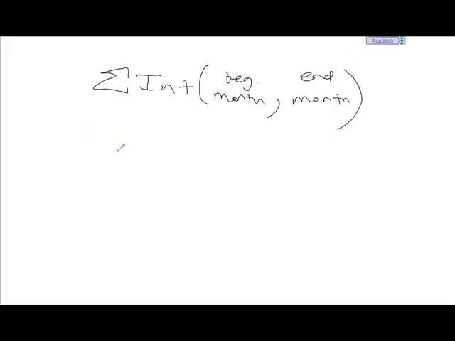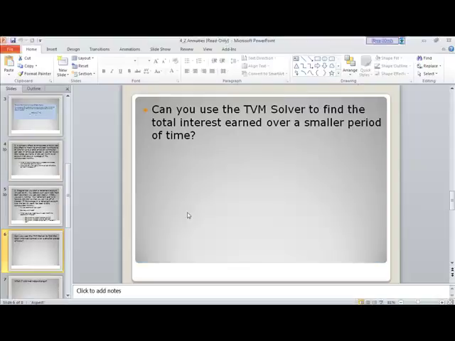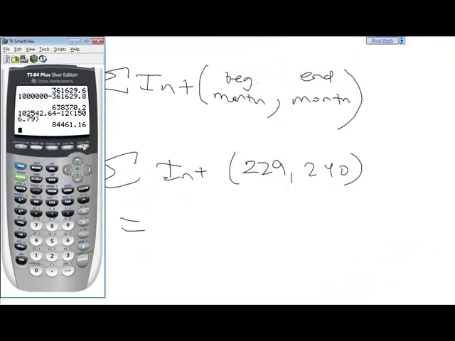So for example, if we wanted to know over the last year, we would include the 229th month up until the 240th month. And we would notice that that should give us pretty darn close to the exact same answer. Now, we've got to make sure we're in our home screen. So go to second mode, quit out of TVM Solver if you're in it, get out of it.